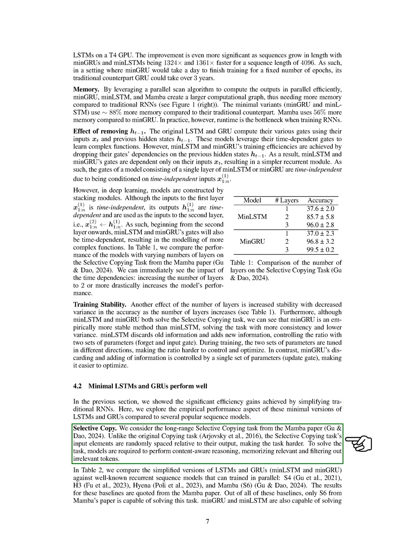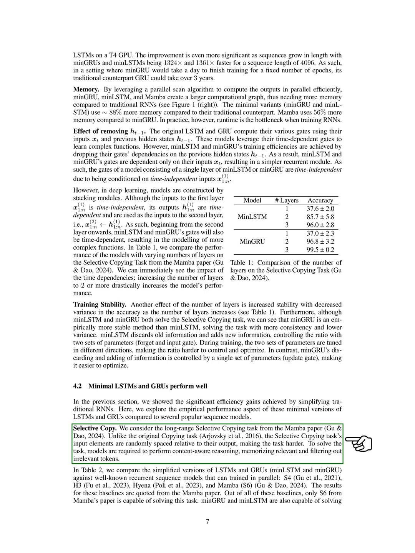For the long-range selective copying task from the Mamba paper, we note that this task is more challenging than the original copying task because the input elements are randomly spaced from their outputs. To tackle this, models must remember relevant information and ignore irrelevant tokens. We compare our simplified LSTMs and GRUs, referred to as MN LSTM and MN GRU, with well-known recurrent models that can be trained in parallel, such as S4, H3, Hyena, and Mamba, S6. According to the Mamba paper, only S6 successfully solves this task.